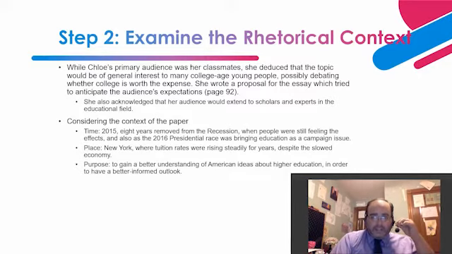The place where she's writing it is New York State, where tuition rates were rising steadily for years despite the slowed economy. That's one thing you have to remember about tuition rates: they usually do not account for economic slowdowns. If they go up, they're still going to go up regardless. And then purpose: to gain a better understanding of American ideas about higher education in order to have a better informed outlook. That was the primary reason for her essay, to get a better understanding. So she's now got her rhetorical context.